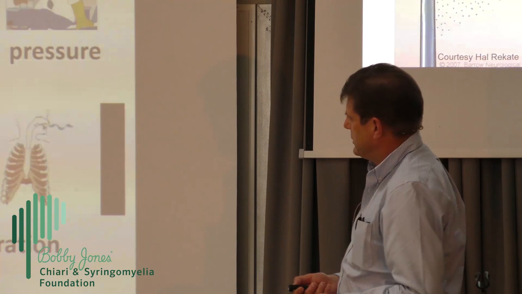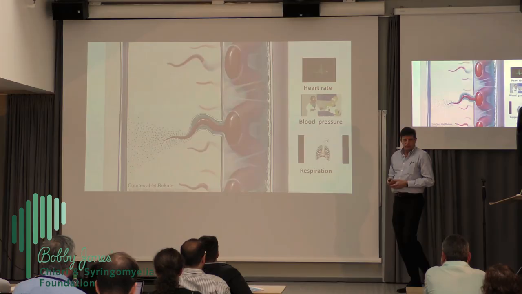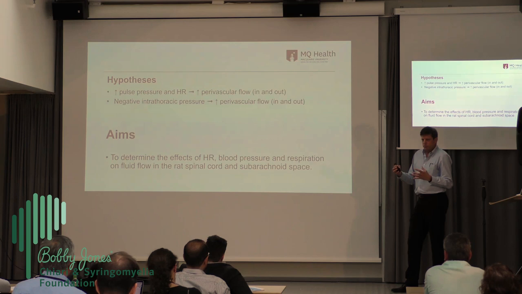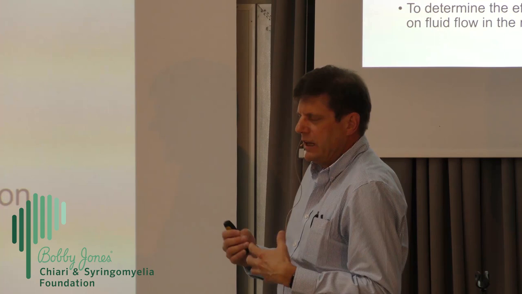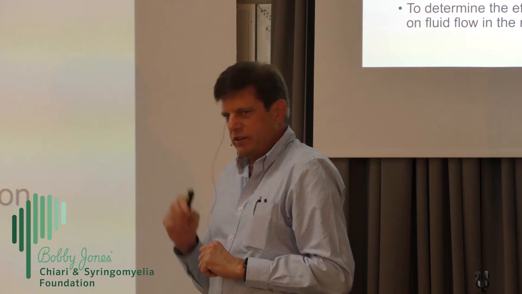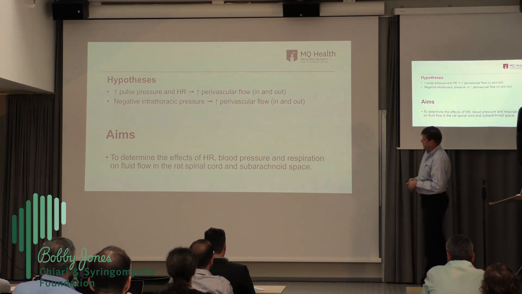But what we don't know is much about the impact of changes in heart rate, blood pressure, and in particular the influence of respiration on fluid flow into and out of the spinal cord. So our questions are around what affects the fluid flow in the subarachnoid space, but also fluid flow into the spinal cord and out of the spinal cord. What we're studying in this work is the normal physiology in the spinal cord, which will obviously have implications for how syringomyelia forms.